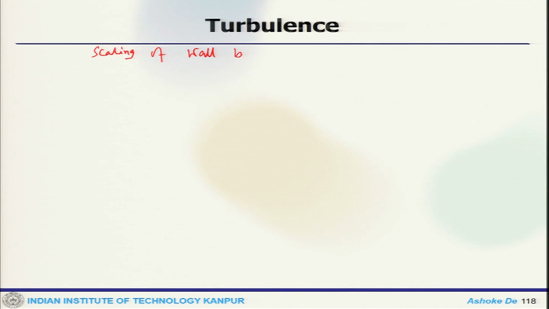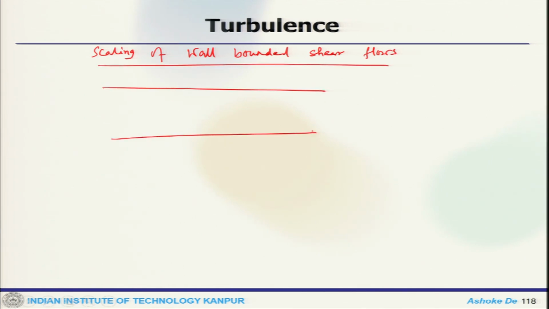So, now we can look at the scaling of wall-bounded shear flows. We can take a flow like this, where this is the center line, and there could be a nice velocity profile. So, this is u bar of y, let us say minus dp bar by dx, this is x, this is y, this is delta and this is u naught.